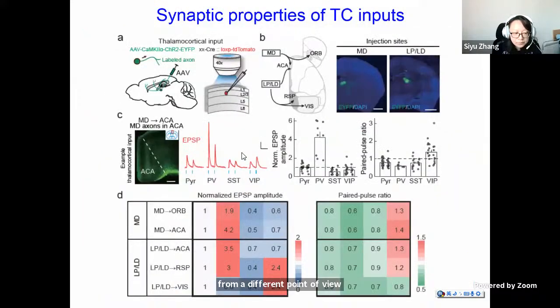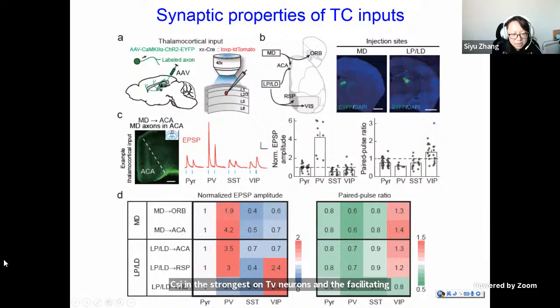the Allen Institute's work. We next measured the synaptic properties of TC inputs. We focus on the inputs from association nuclei, MD and LP/LD, which are known to be involved in visual processing. MD only innervates frontal cortices. The synaptic properties of MD inputs to the frontal cortices are similar to the bottom-up CC inputs, strongest on PV neurons and facilitating on VIP neurons.